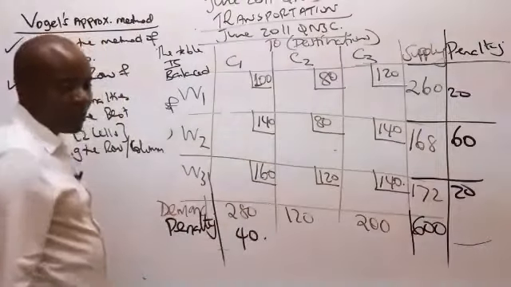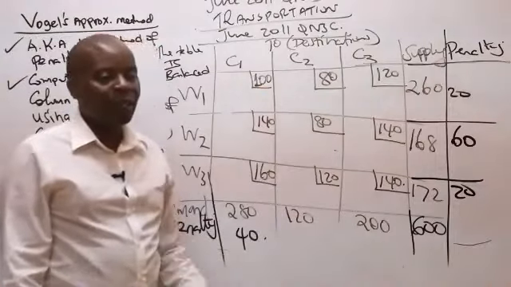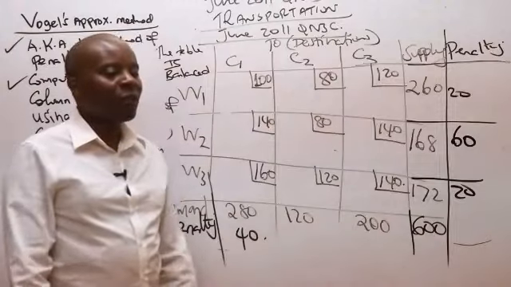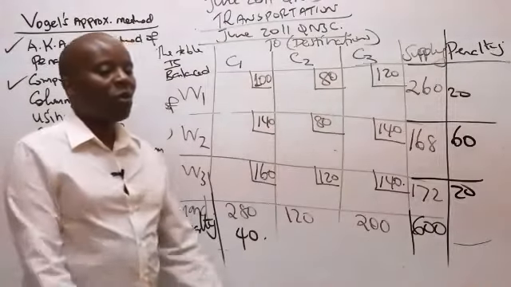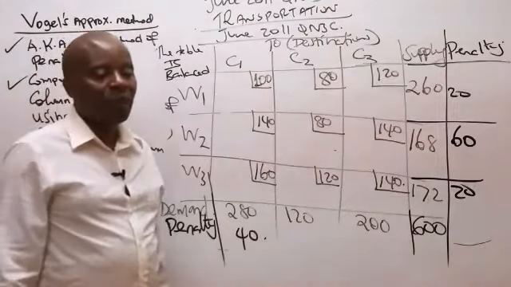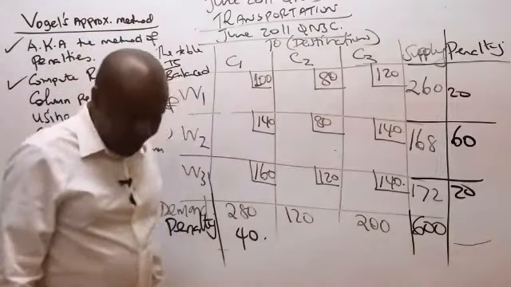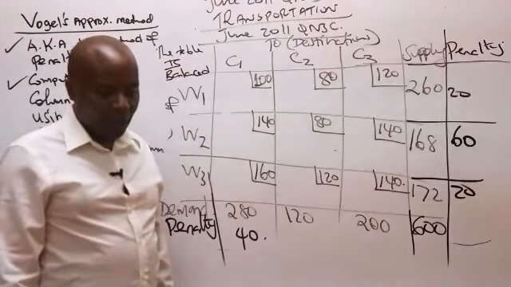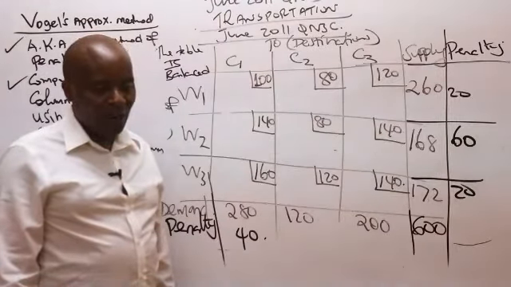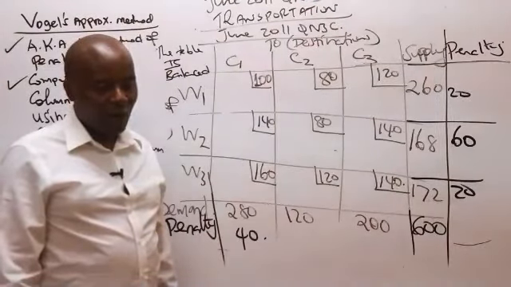Penalty of 40 bob. So kindly give me the penalty for the second column. Please participate. This is a sensitive area. What do you think will be the penalty of the second column? Who can assist me? Who can help me out? Yes, David tells me 40.